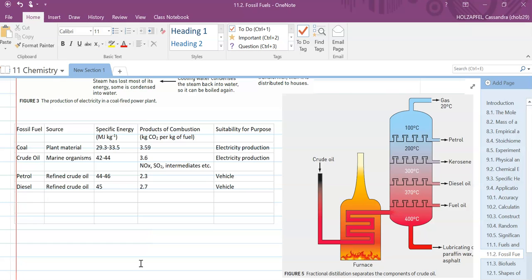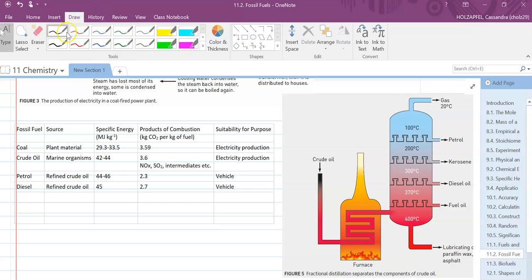So there's a couple of advantages and disadvantages for each of these materials. So let's have a look first of all at the specific energy. So this is the amount of energy that's being produced from burning a kilogram of this compound. So with this coal, we actually produce about 29 to about 33 megajoules per kilogram burnt.